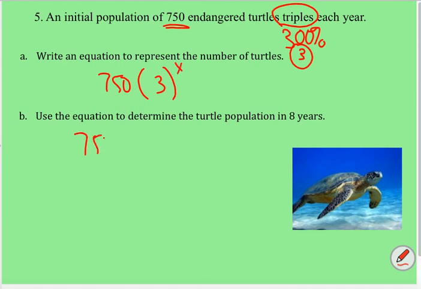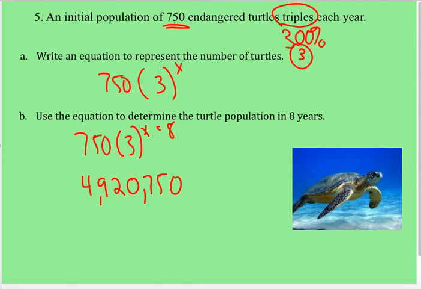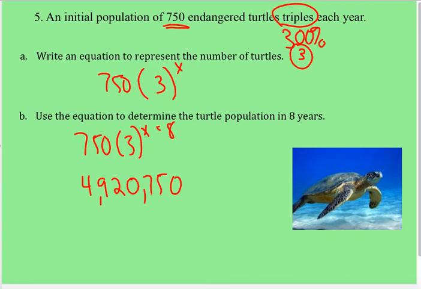So 750 times 3 to the x, well, x equals 8. So 3 raised to the 8th power times 750. In a couple of short 8 years, we're going to become trampled by turtles because we're going to have 4,920,750 of them. So that's all you do there.